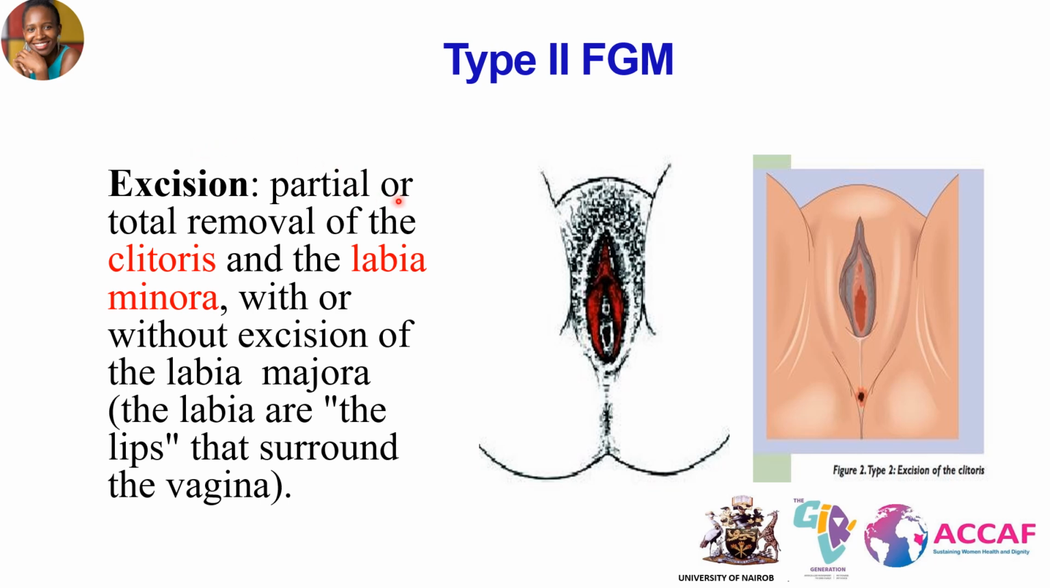In excision, there is removal of the clitoris and partial removal of the minora. However, the majora may not be removed. It could be a total removal of the minora or a partial removal of the minora. What happens is that the clitoris is removed first, and then the cutter goes on to remove the minora. However, we don't interfere with the majora. That is how excision works. The key focus of excision is to remove the minora and the clitoris, and there is not much involvement with the majora.